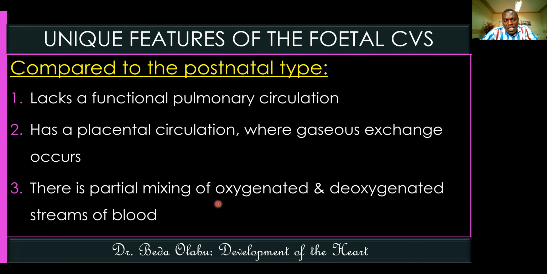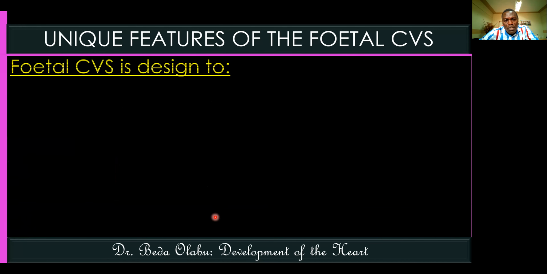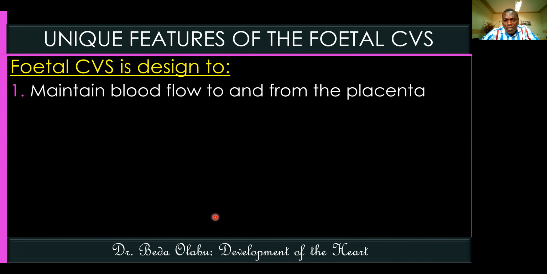And so to achieve these things, there's a particular way that the fetal cardiovascular system is designed. From an anatomical point of view, we can say the following: that the fetal cardiovascular system has vessels that connect it to and from the placenta. So those vessels will then maintain continuous blood flow to and from the placenta. That is a placental circulation. Those vessels are the umbilical arteries and the umbilical vein.